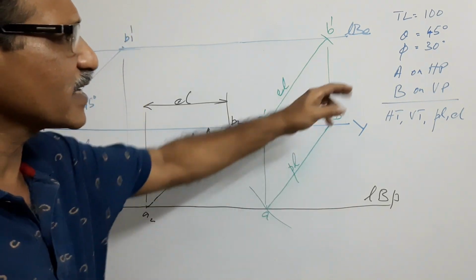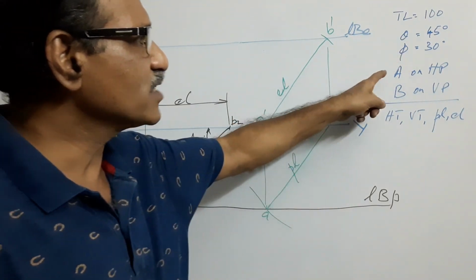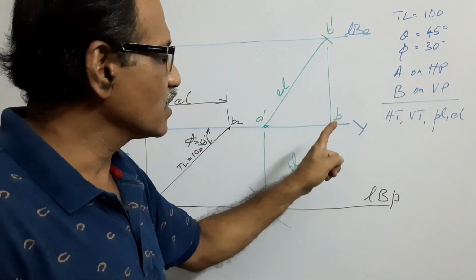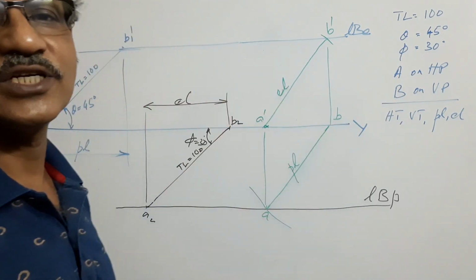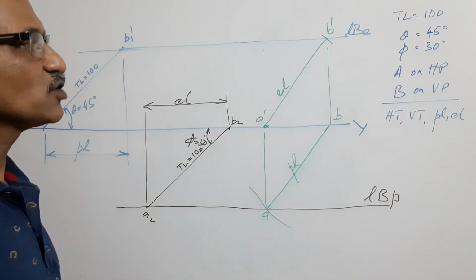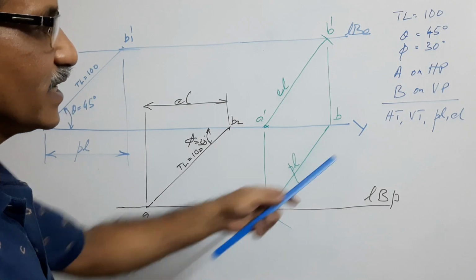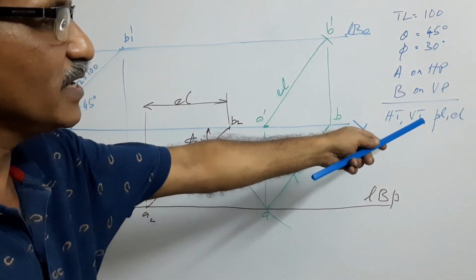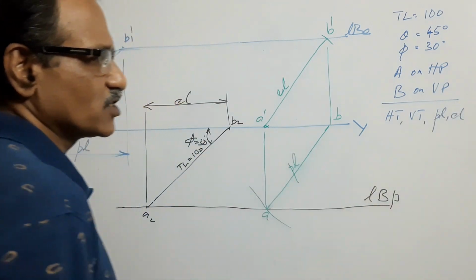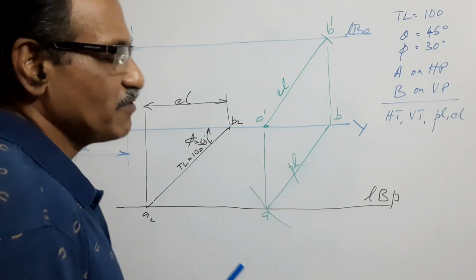Now check whether the requirement is fulfilled. A is on HP. Elevation is on XY. B is on VP. Plan is on XY. Finished. Agreed? You are asked to find out what? HT, VT, plan length and elevation length. This is the elevation length, this is the plan length. You can give us answers. Then HT and VT.